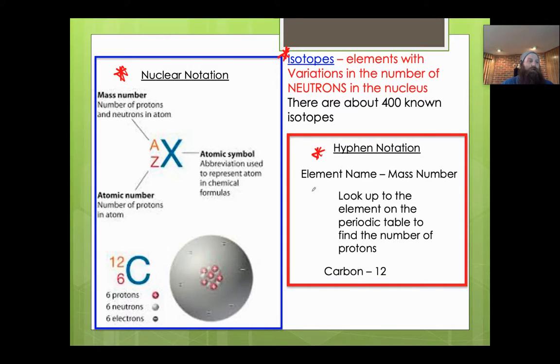The difference in the two is literally the hyphen, right? So hyphen notation, you have some element name and then a mass number, like right here, we have carbon 12. And then nuclear notation, we have the symbol and the mass number over top of the atomic number. Now, I would still read this as carbon 12. That's what we would say out loud. But the nuclear notation is a little bit more useful.